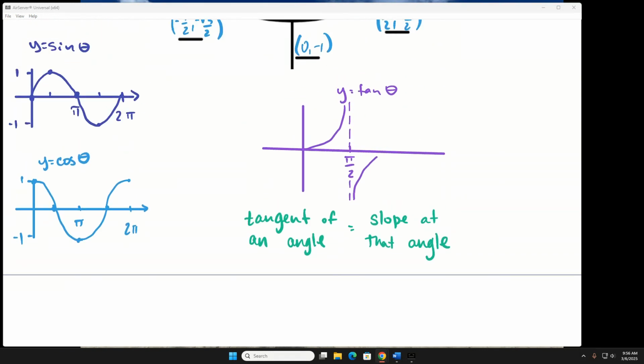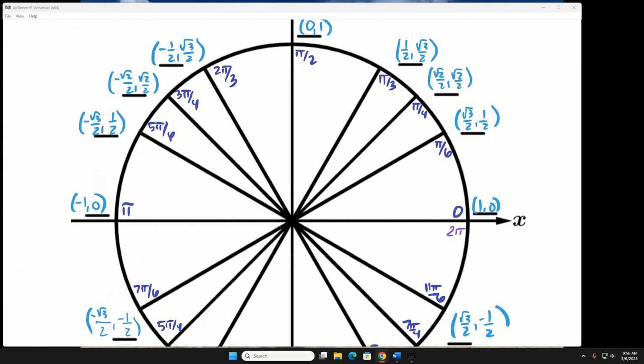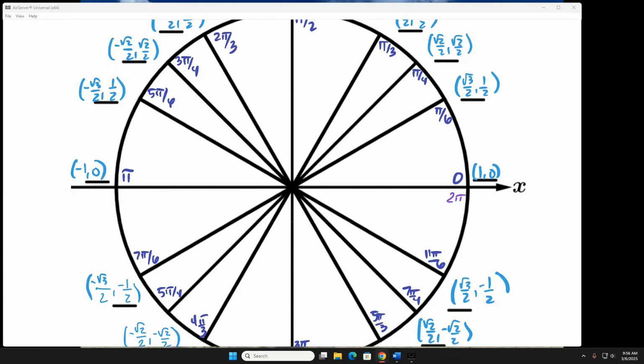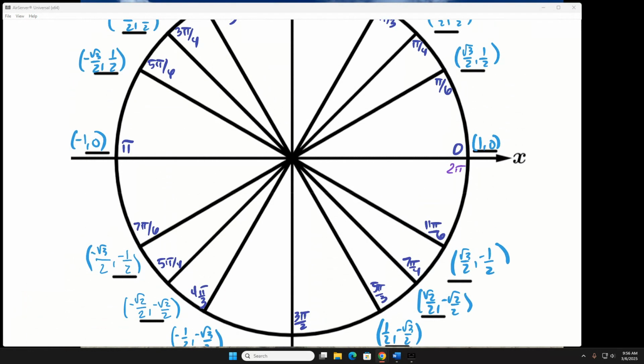All right, so we're getting less and less steep until we get to 0. What angle would have a slope of 0 on that side? Pi. Yeah, so that's where it's horizontal. So that's a slope of 0.